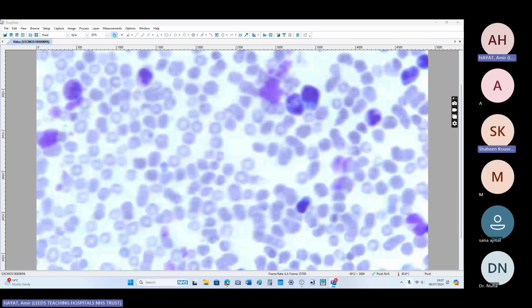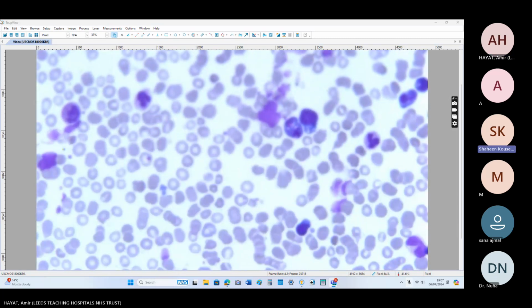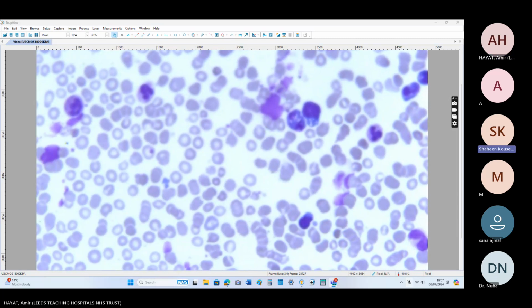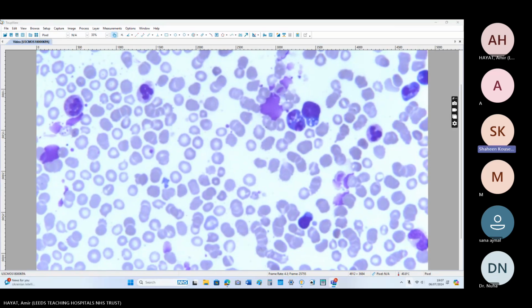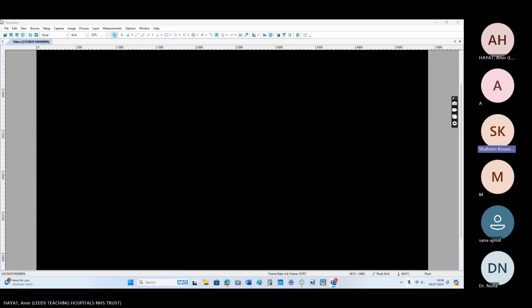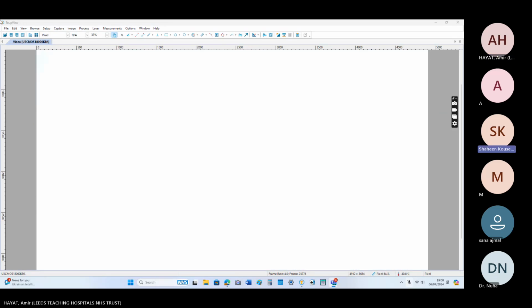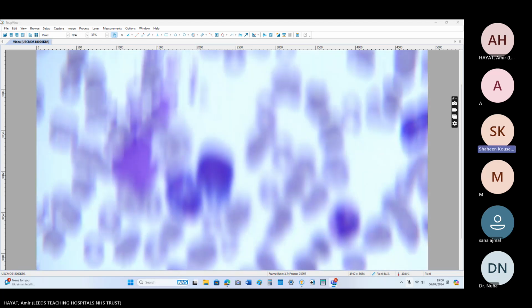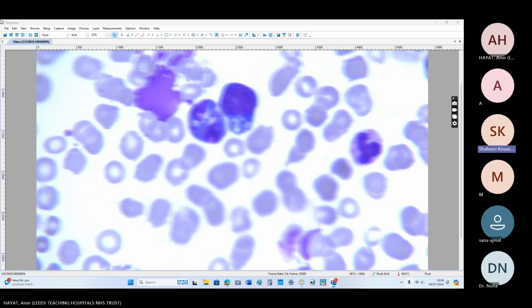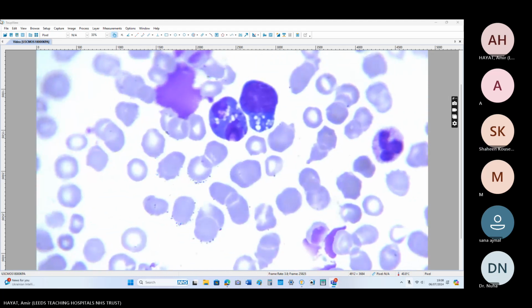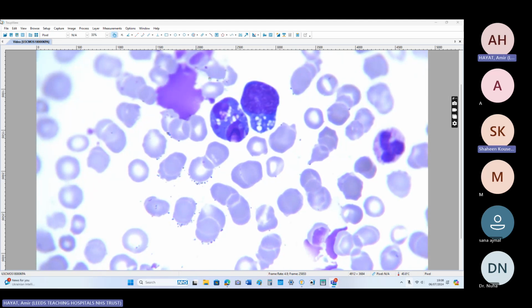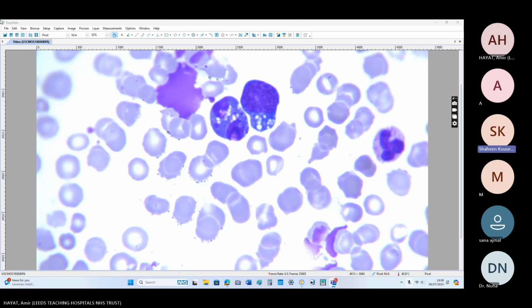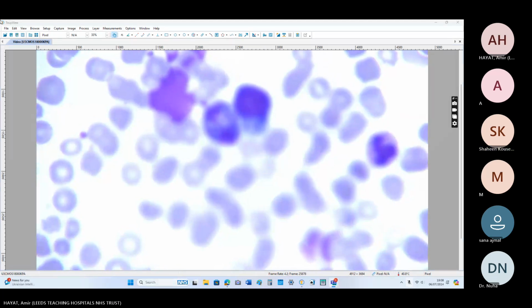You can comment on these cells. Blood film shows increased white cell count, and these cells are medium size with basophilic cytoplasm containing vacuolations. Yes, a very basophilic cytoplasm with vacuolations.